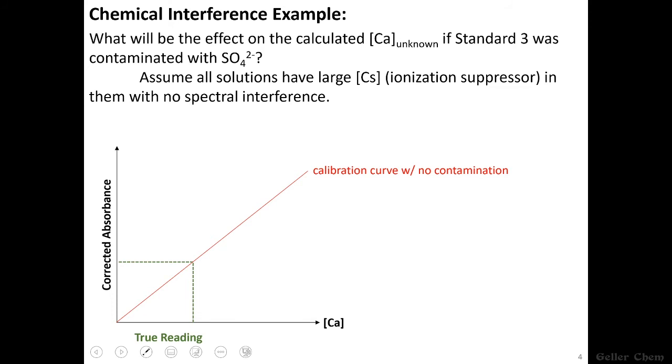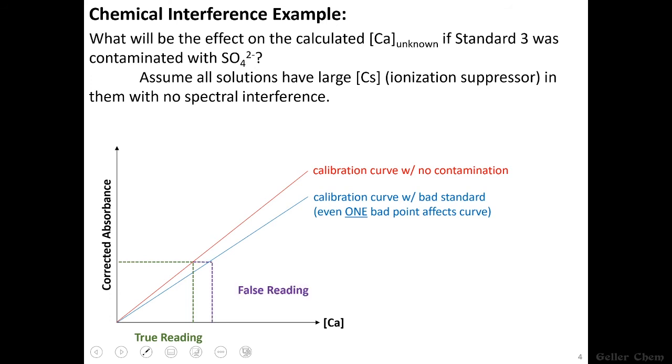1. What experiences the interference? In this case, it's only standard 3. 2. How does that affect the signal? Well, it brings that particular signal down. But all it takes is one standard to go wrong, and that's going to drive the entire curve down with it. And so let's say our curve winds up here, falsely low. Our unknown measures correctly, there's no chemical interference, so we plug that reading in and we get a falsely high reading.